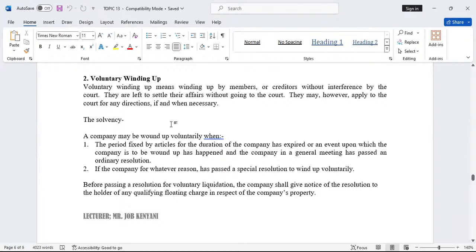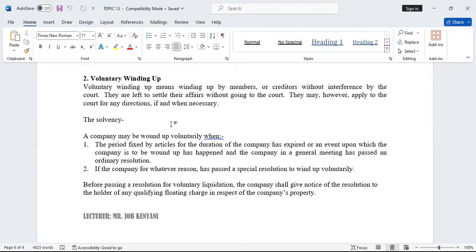So under which option they are going to choose to liquidate, there's normally the determination of what we call the solvency of the company. If the company is solvent, solvent simply means they have money, so they are able to meet their obligations within the short term. That's when they go for the voluntary winding up by members.